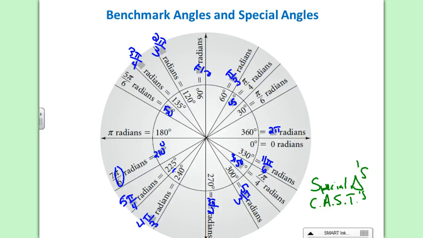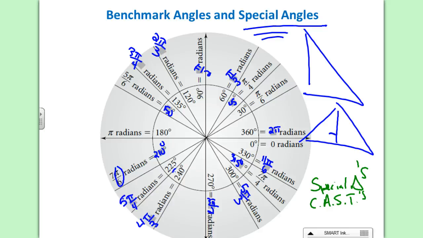However you do it, those are our benchmark special angles, and they relate in terms of our special angles to those special triangles that we built last day, right? The equilateral triangle and so on. So if you can draw those triangles and you are good with radians, you're done. You don't even need to do unit circle because it's really just putting all those things together, okay?